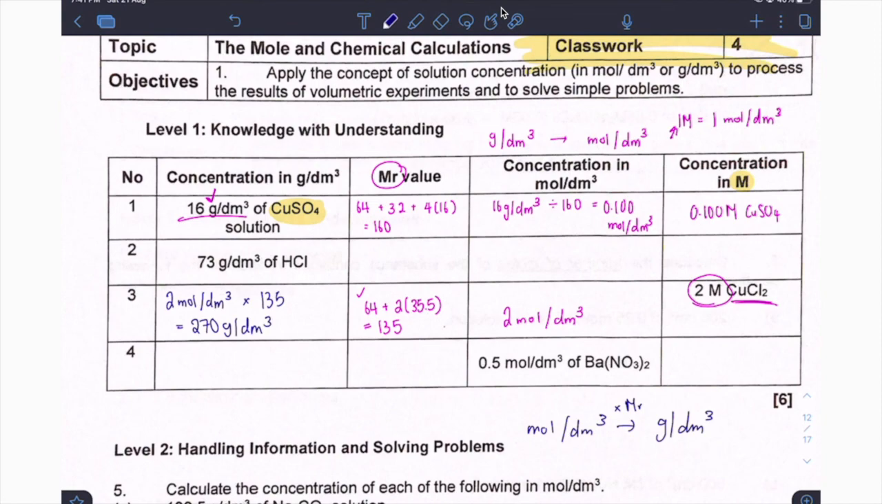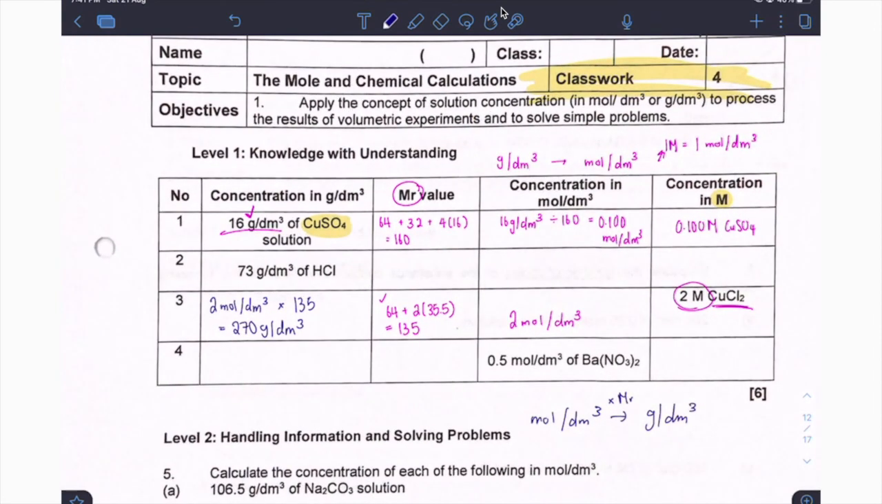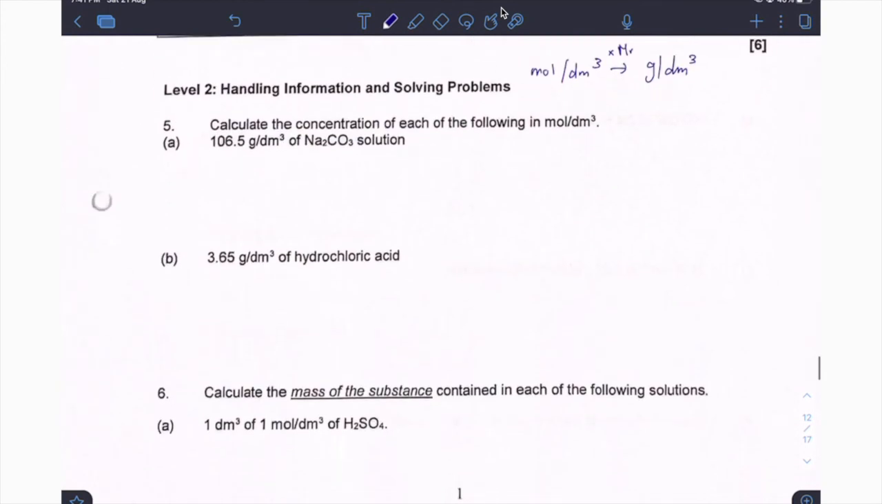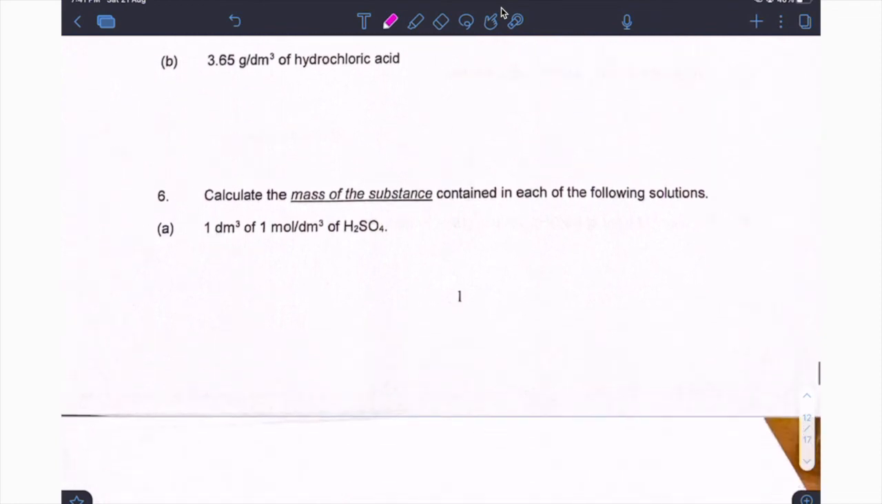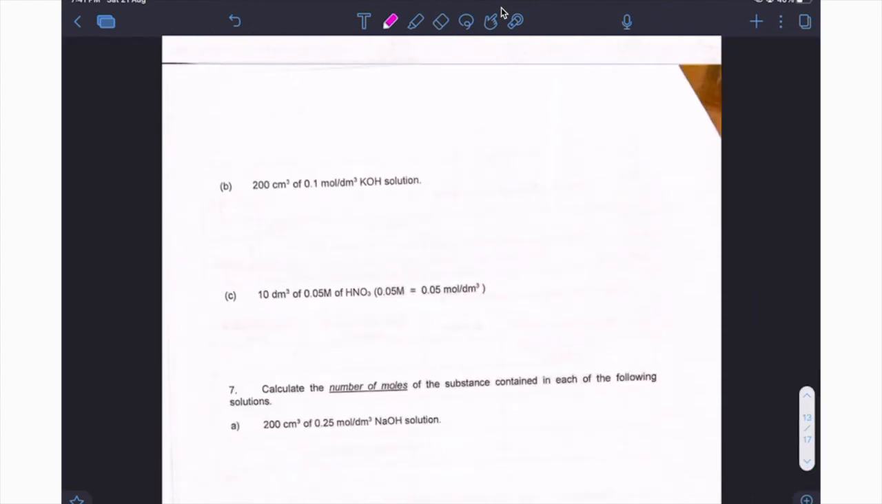Alright, so for the rest of the period, please complete classwork 4. Classwork 4 should be very simple. We're just going to be converting from gram per dm cube to mole per dm cube, right? Or they're going to give you things like this, and you're supposed to calculate the mass. How do we do that? You probably need to think a little bit. Same thing, I have volume, I have concentration. How do I get mass?